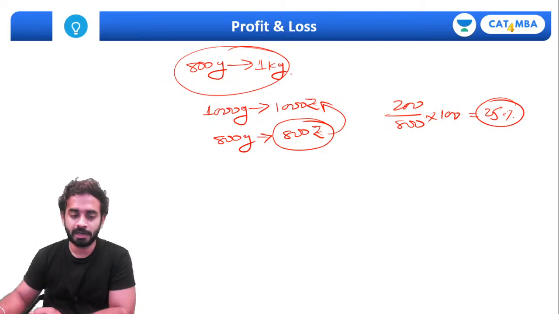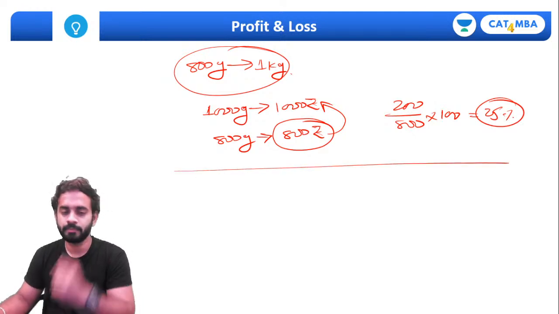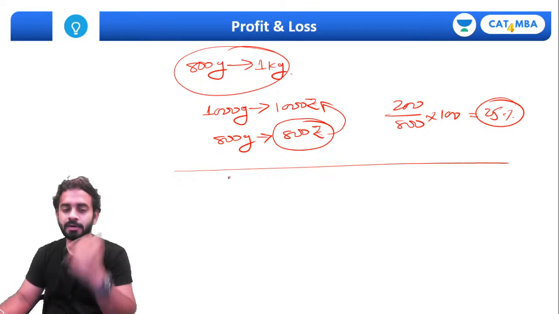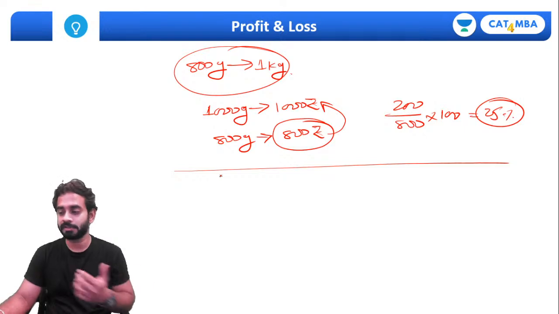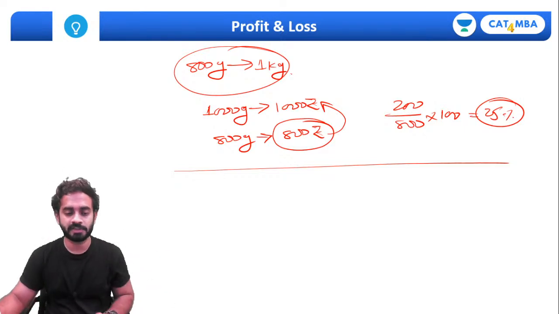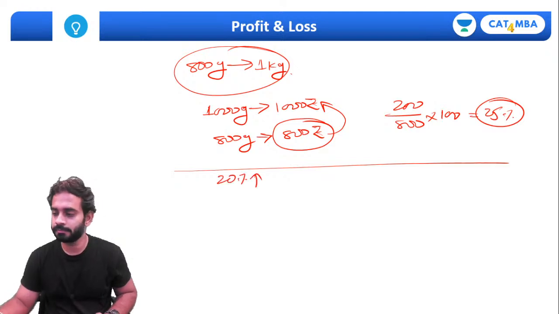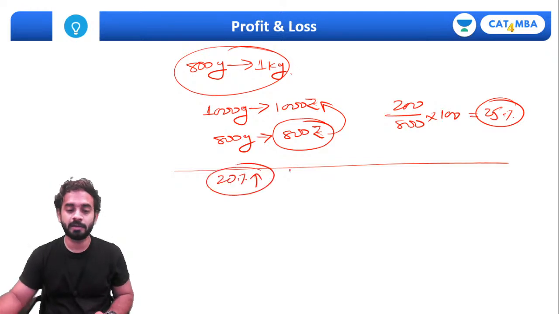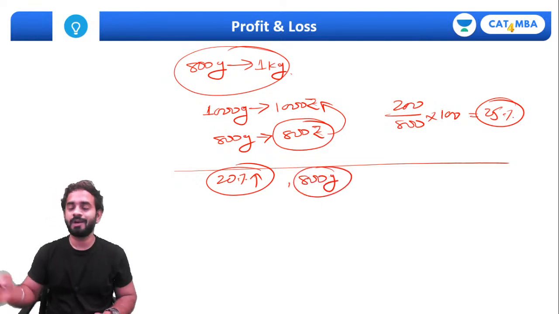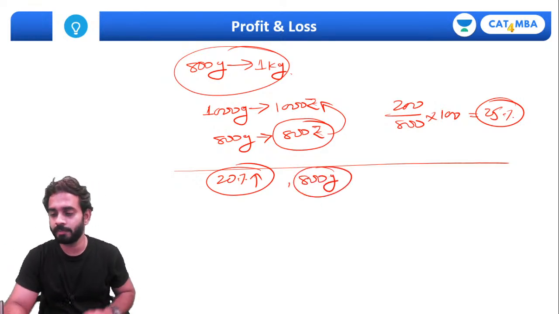Okay, one similar type of question I'll ask. Now what that shopkeeper does is he increases his marked price by 20%. Okay, he has marked up his goods by 20%. So 20% is the markup. Okay, 20% markup, and still he uses 800 grams of faulty weight. Now in this case, what will be his profit percentage?